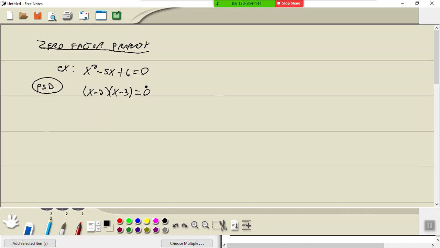Now, the zero factor property says you get 0 on one side, you factor the other side, you set each factor equal to 0. So I'd set x minus 2 equal to 0, and I set x minus 3 equal to 0. Take negative 2 over, becomes a positive 2. Take negative 3 over, and becomes a positive 3. So those would be our two answers.